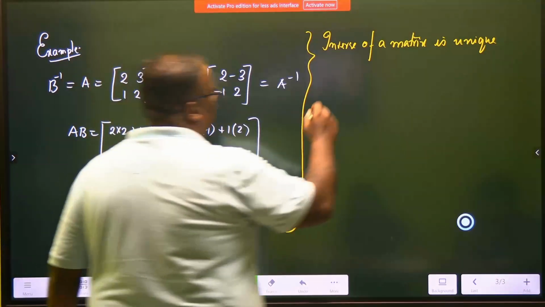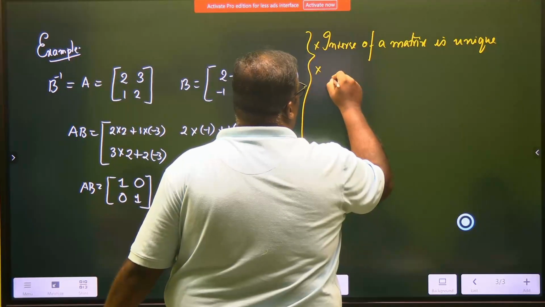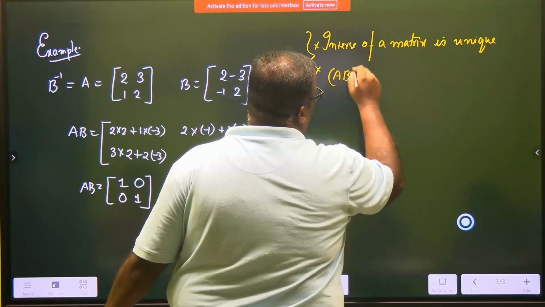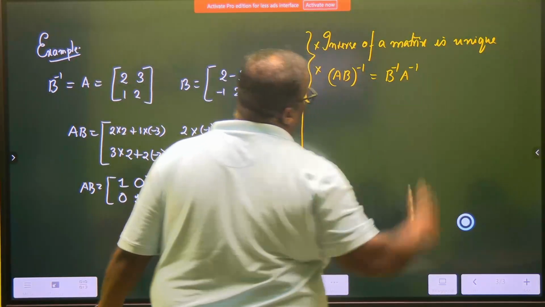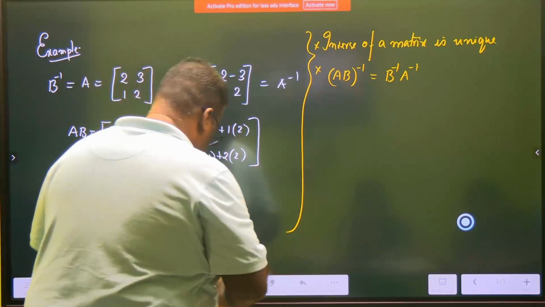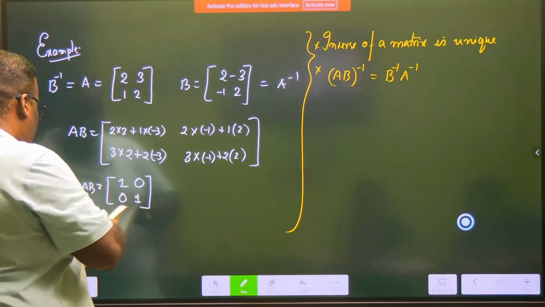And further, another is: the inverse of the product AB is the same as B inverse into A inverse. AB inverse is B inverse into A inverse.